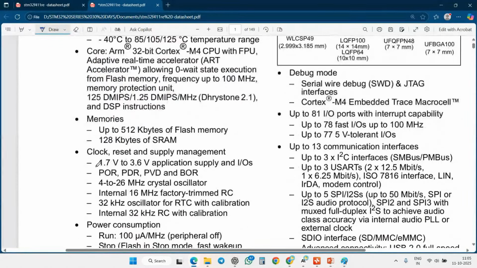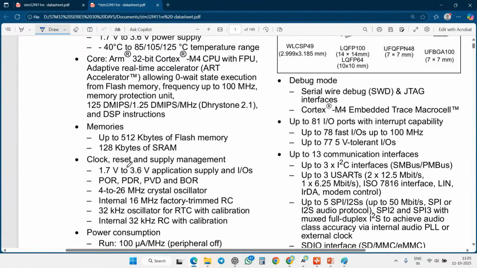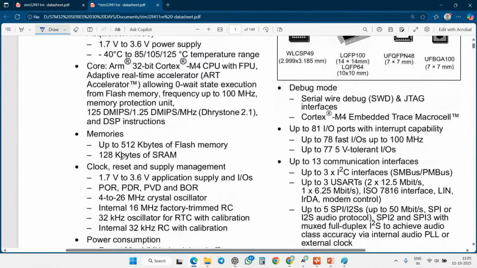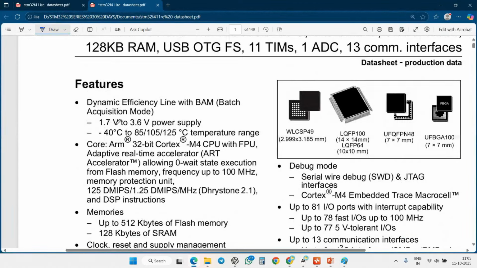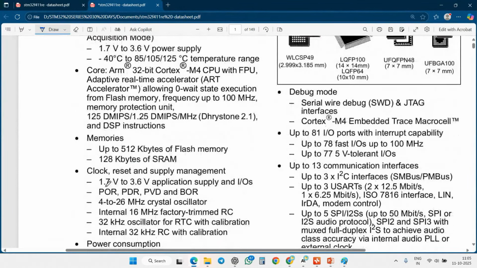Okay, now we are going to discuss the clock, reset and power supply management. What does it actually mean? What is the range of the power supply for the core processor? The core processor power supply can work within the range of 1.7 to 3.6 volts. So 1.7 to 3.6 is the operating voltage. Operating voltage means it can work within this range. And here we have some other parameters called POR, PDR, PVD, BOR.